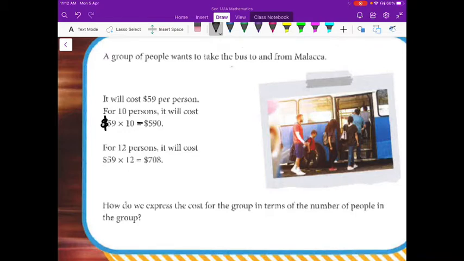Simple to understand? Easy to understand? Any problems? No, right? Just times 10 lah. Okay, that's for 10 people. But what about for 12 people? For 12 people, then you just multiply by 12 lah. 59 times 12, you get $708.